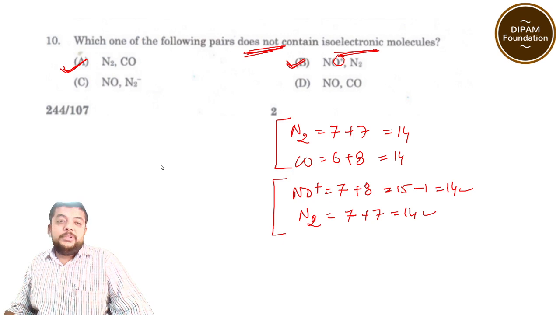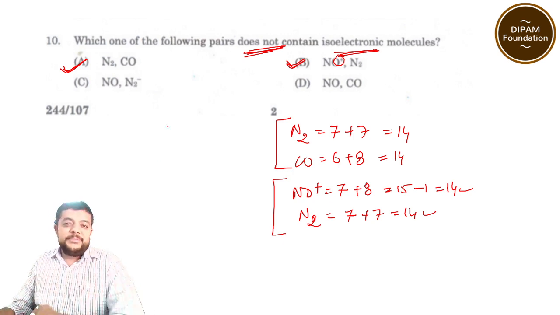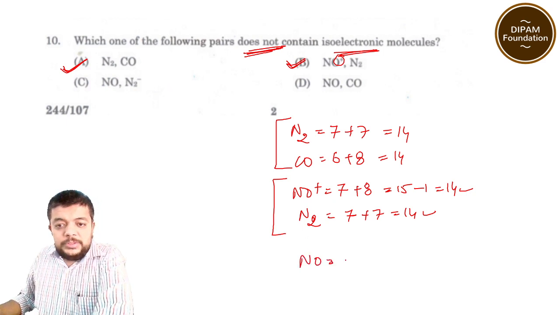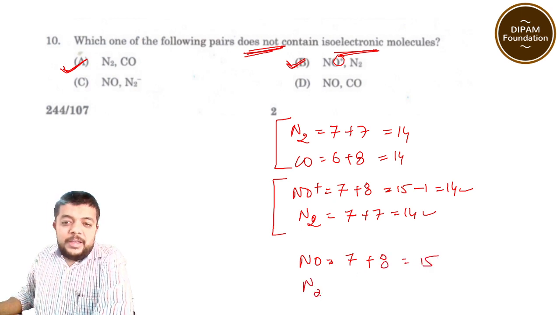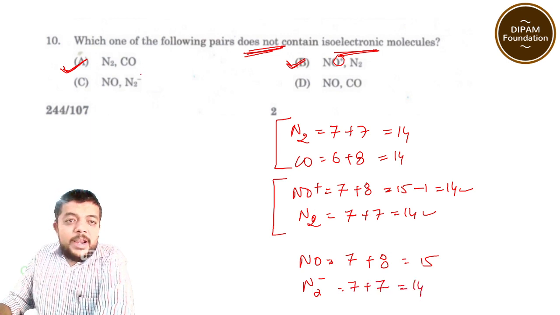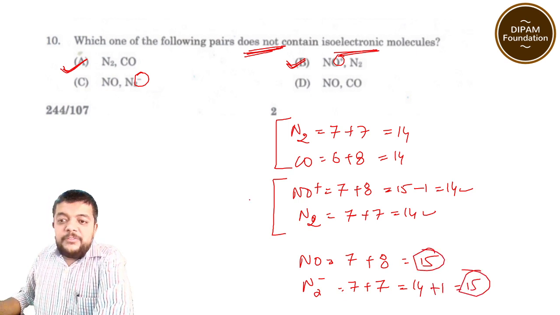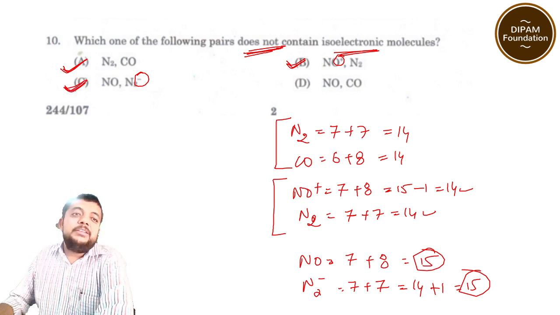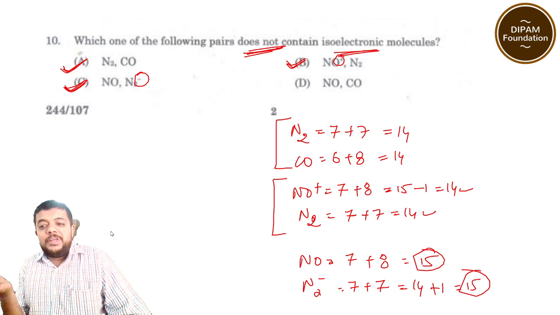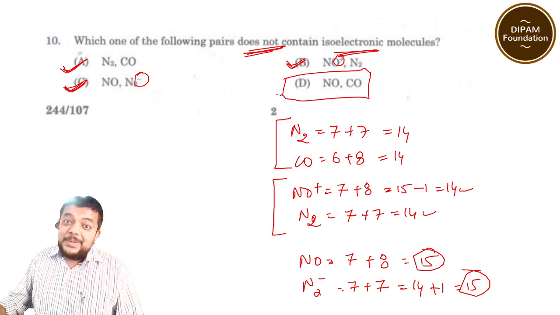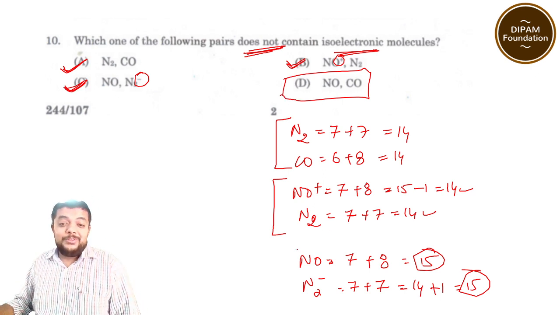Let us very carefully go with the third pair and we will get an idea. See, NO, nitrogen and oxygen. 7 from nitrogen, 8 from oxygen, the total is 15. N2 minus, 7 from nitrogen, 7 from another nitrogen, 14. 1 negative means 1 extra, so it is 15. So friends, 15, 15. Yes, definitely it is isoelectronic. So as these three options are isoelectronic, the fourth is not going to be isoelectronic, and that will be our answer. Elimination method. But definitely we should solve it. We should not directly write it.